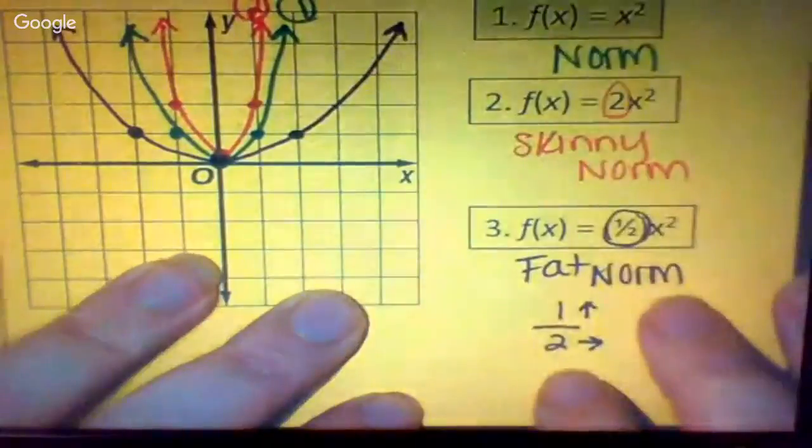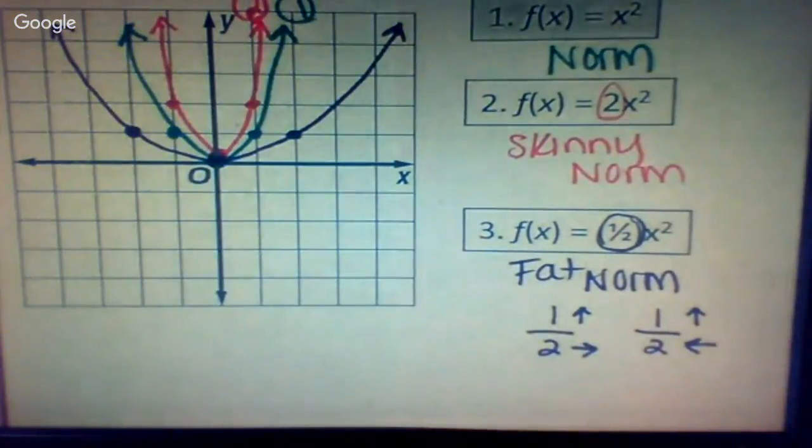No, we haven't done that transformation yet. See how that one's gotten a lot fatter than the other one?